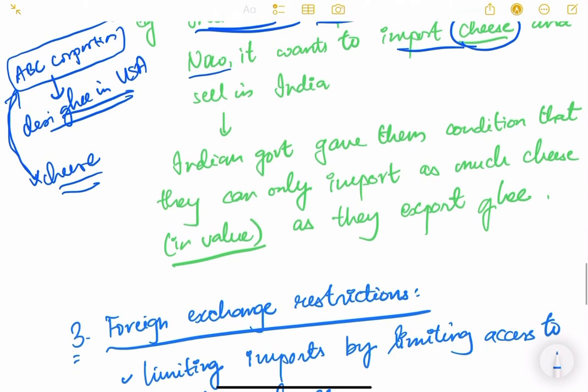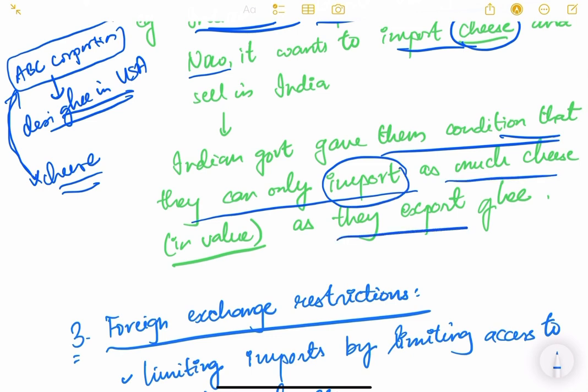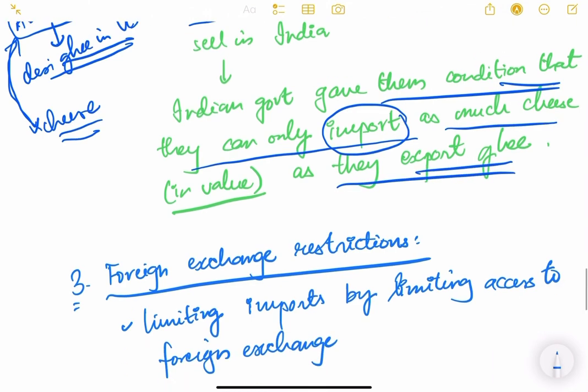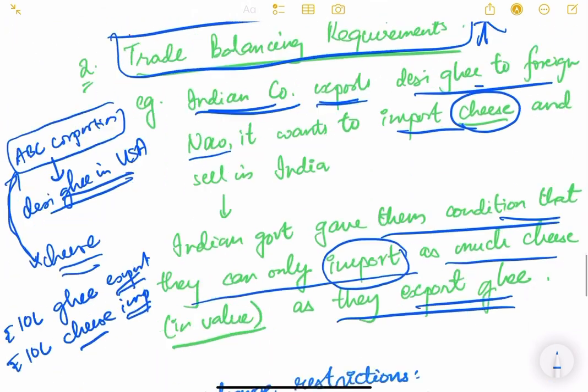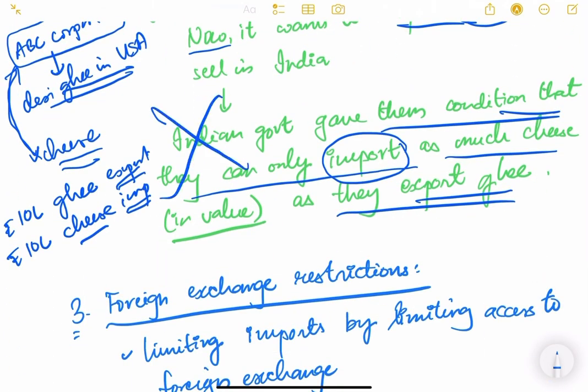Now the Indian government gave them the condition that they can only import as much cheese in value as they can export ghee. For example, the Indian government will tell them that if you sell 10 lakh rupees of ghee, then you can import only 10 lakh rupees of cheese. So you have to balance the trade. If 10 lakh of ghee is exported, then you can import only 10 lakh rupees of cheese. So this is known as a trade balancing requirement, and this kind of thing is prohibited. This kind of thing is not allowed as per the TRIMS agreement. So a country cannot do this.